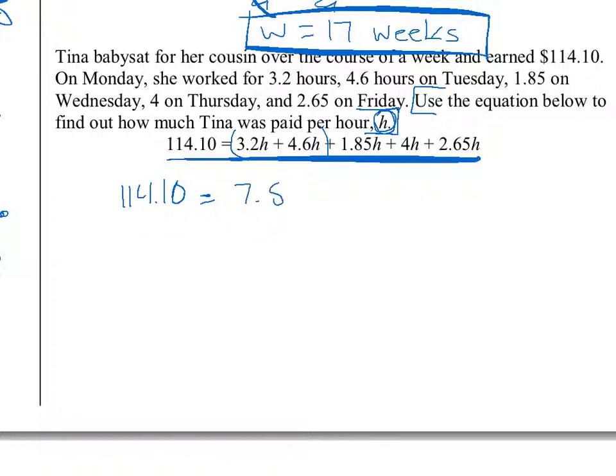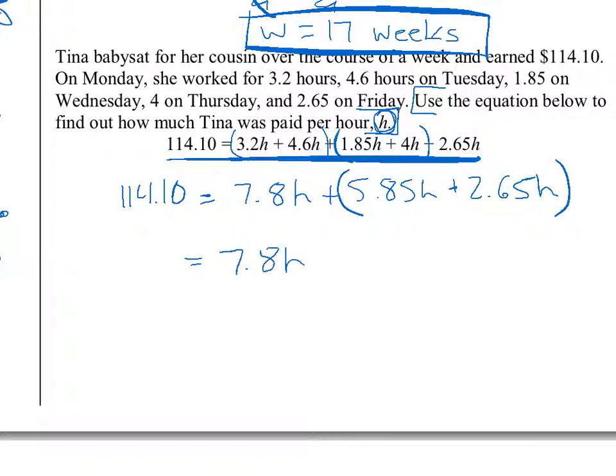It's going to give me 7.8H plus, I'll go ahead and combine these two terms, 5.85H plus 2.65H. I'm going to combine these two terms over here. 7.8H, 5.85 plus 2.65, 0, carry the 1, 9, 5, carry the 1. Okay, so $8.50 or 8.5H.